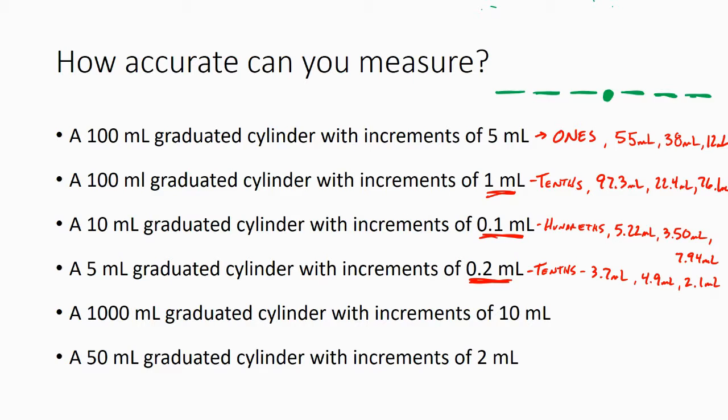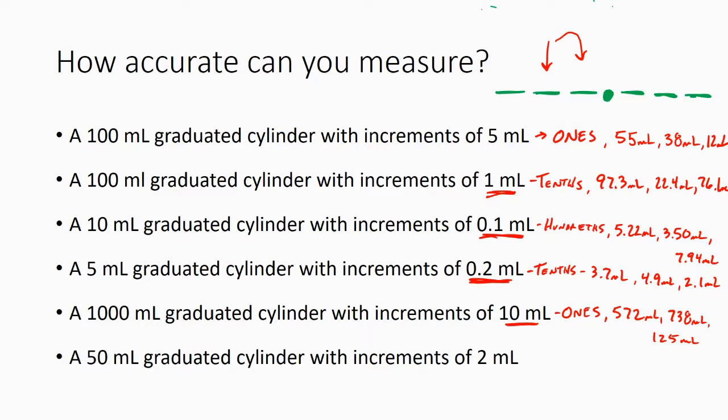Now, this time we're given a 1,000 milliliter graduated cylinder with increments of 10 milliliters. So that means we know the tens place, and since it's all the way down to the tens, we're estimating to the ones. So that means that in terms of our estimation, it's the ones, which means that some of our measurements could be something like, and remember it's 1,000 milliliters, so it could be something like 572 milliliters, it could be 738, or it could be 125. So all of those would be good measurements.